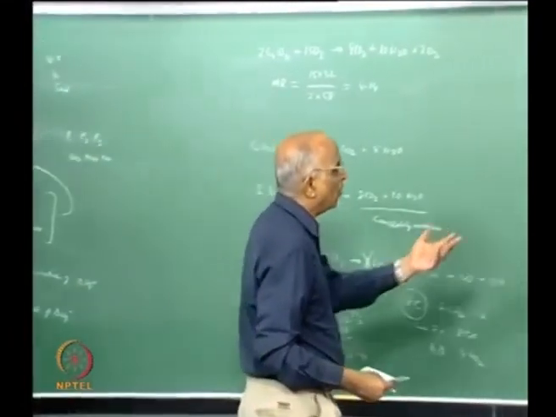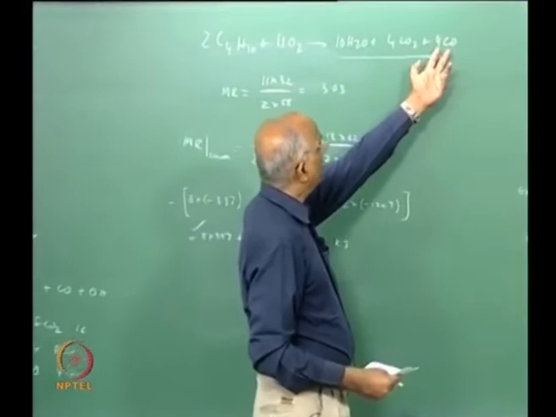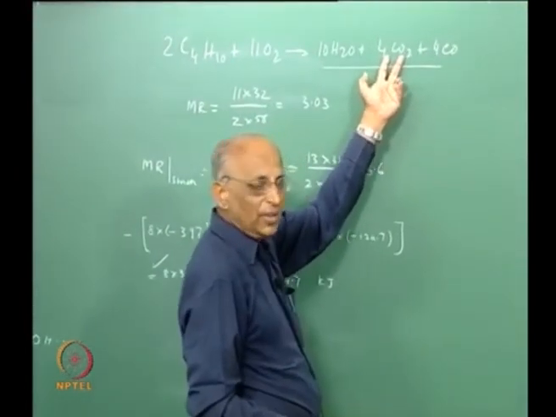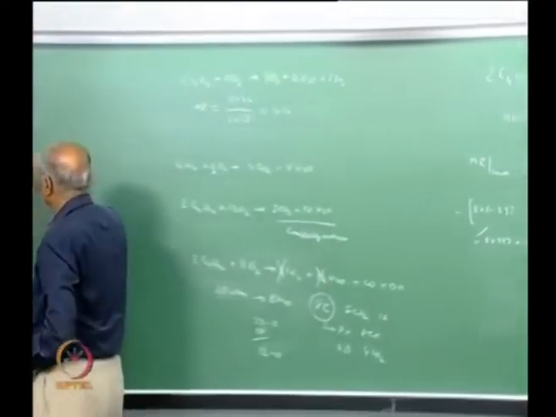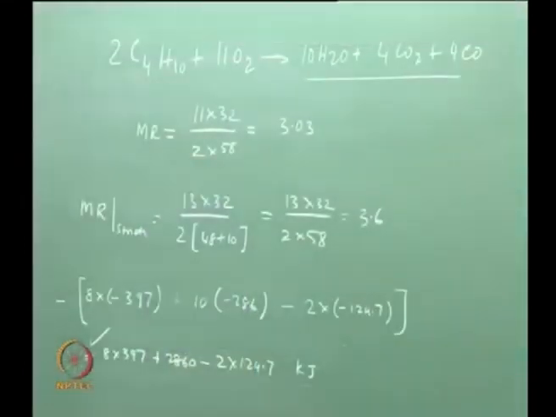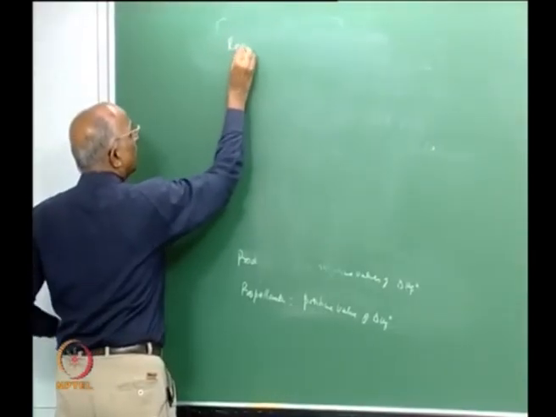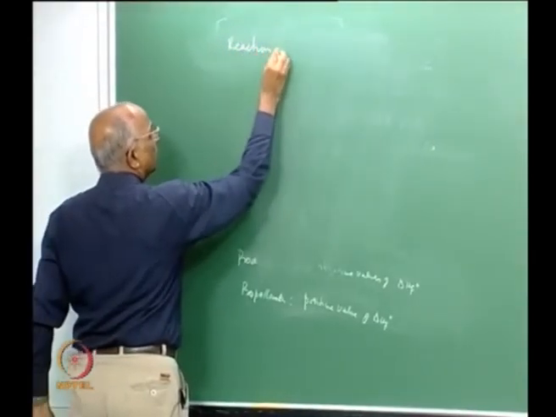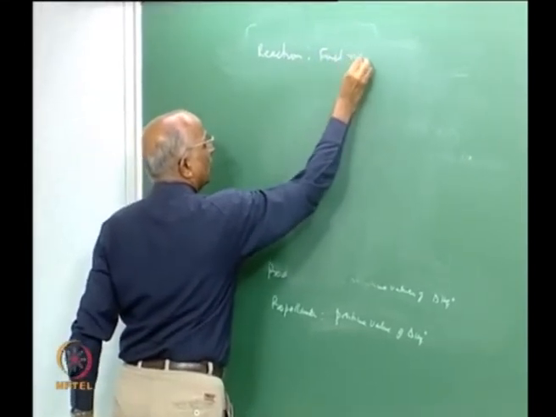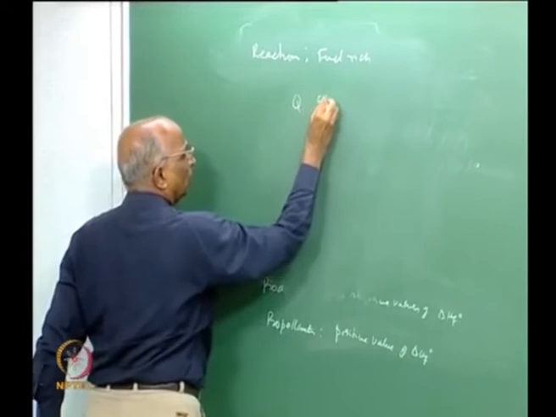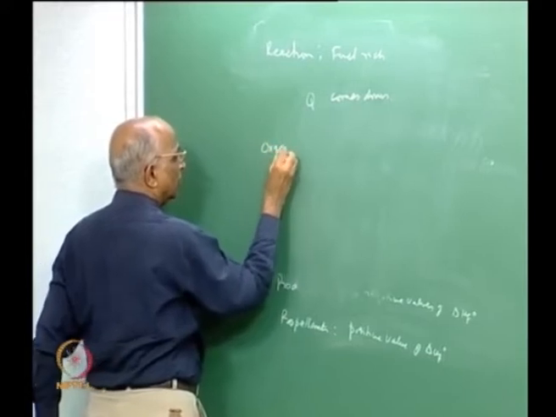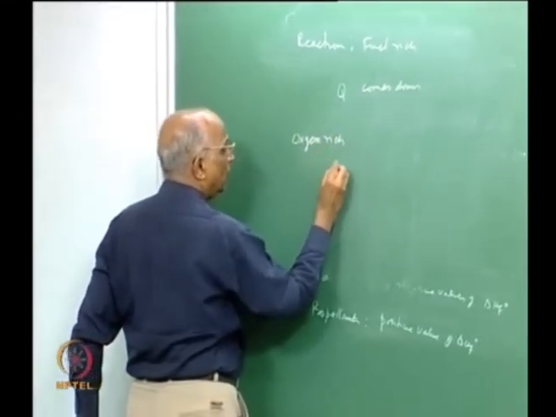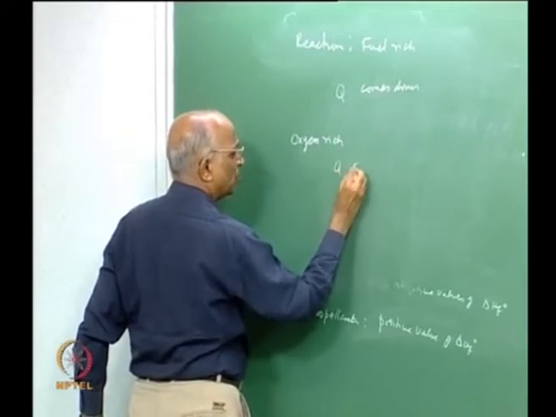It will be lower, because CO has a value which is minus 110, CO2 has a higher value, minus 297, and therefore you find that when a chemical reaction is fuel rich, that means it is short of oxygen, the value of Q comes down. Whereas, if it is oxygen rich, then Q of combustion is the same as stoichiometry.